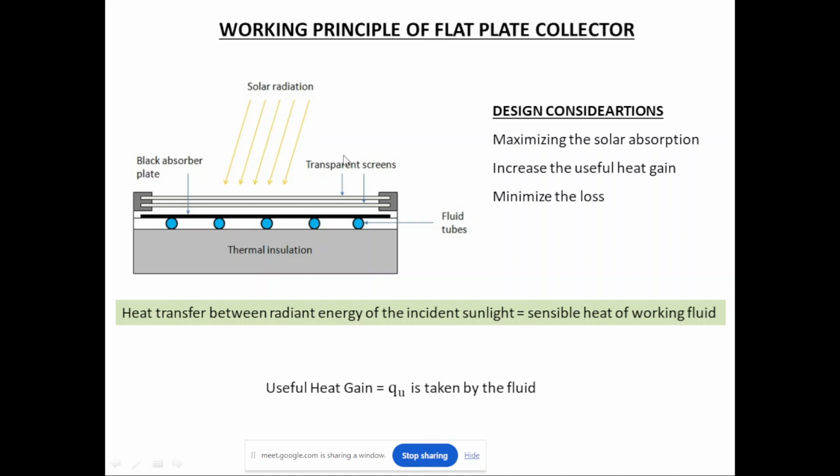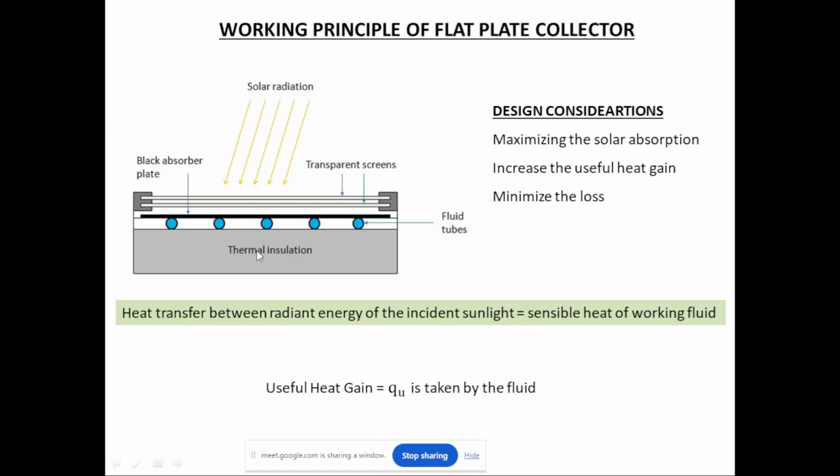The flat plate, the transparent screen allows the solar radiation to fall onto the surface. It absorbs the solar radiation, which then moves to the black absorber plate, but it also prevents the long wavelength radiations from coming out of this particular system. So transparent screens play a very important role, because they allow the solar radiation, but at the same time they also minimize the re-radiation losses that can happen.